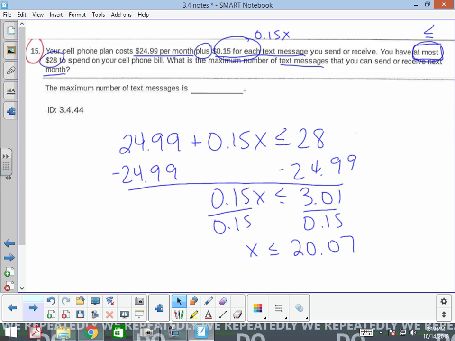20.07. Now you can't have 7/100ths of a text message, so you're going to round down, because we don't want to round up and spend more money. We don't want to round up and spend more than $28. So we're going to round down. So that will be 20 text messages. Okay, so the maximum number of text messages is 20. Okay, so now you're all set to do this homework.